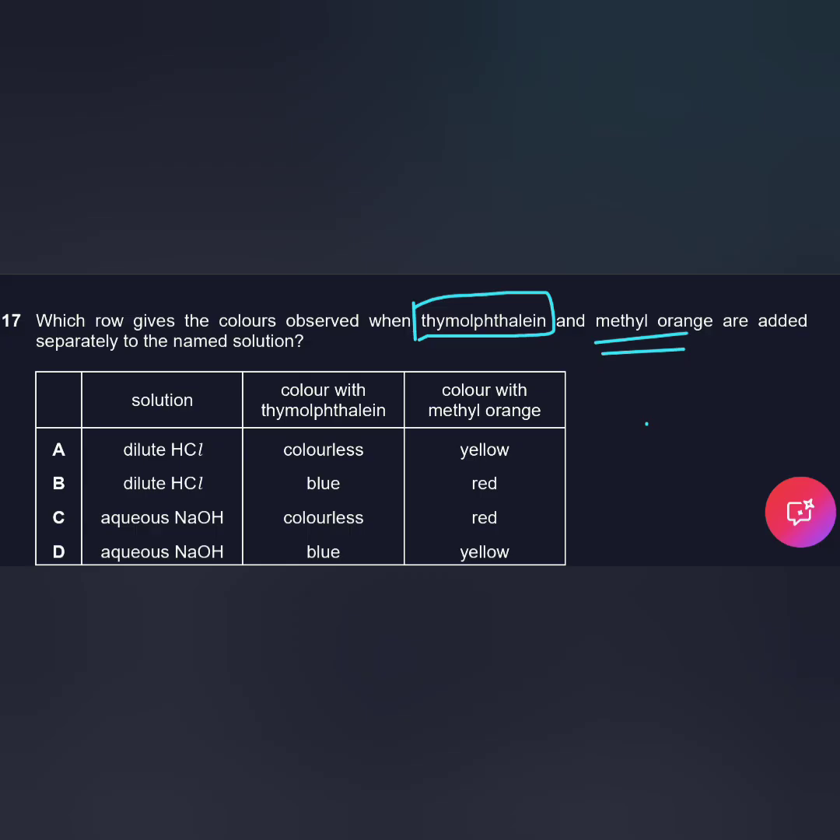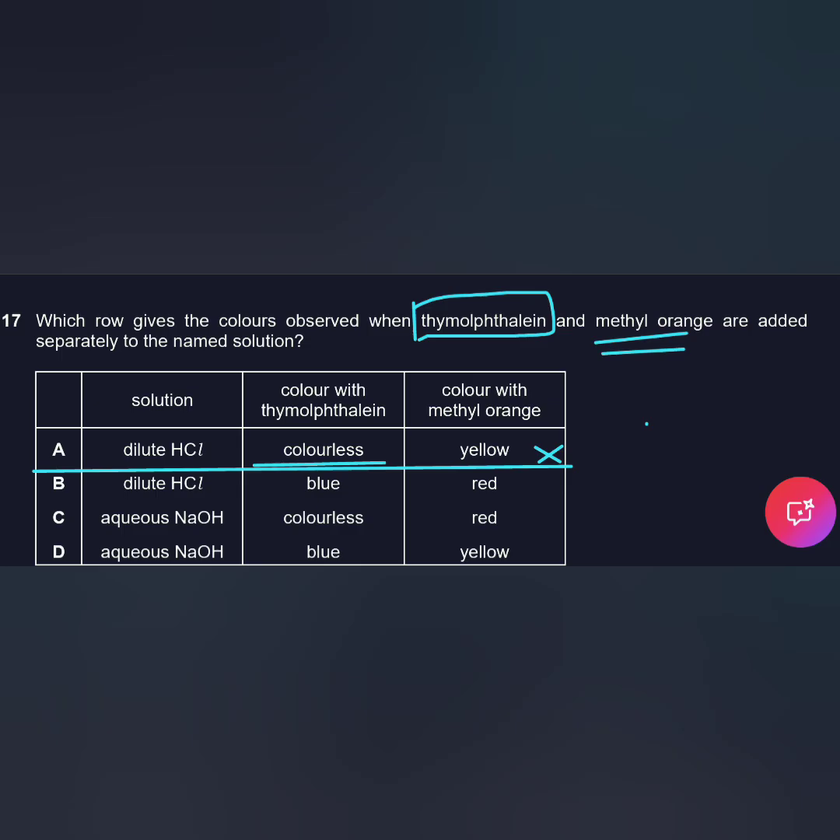So let's see option A. Option A contains dilute HCl, that is a strong acid. Color with thymolphthalein, colorless. Alright, this is correct. Color with methyl orange, yellow. In acids, the methyl orange will be red in color, so wrong. First one is correct, but the other one is wrong. You have to look at an option like this horizontally, and all the horizontal entries should be matched and correct.